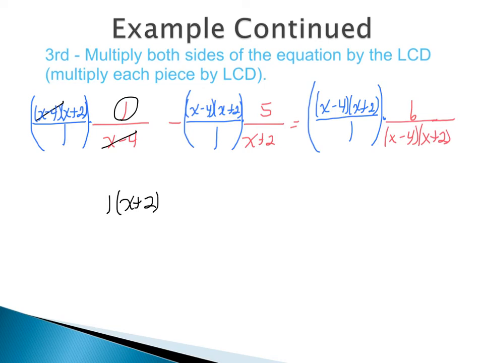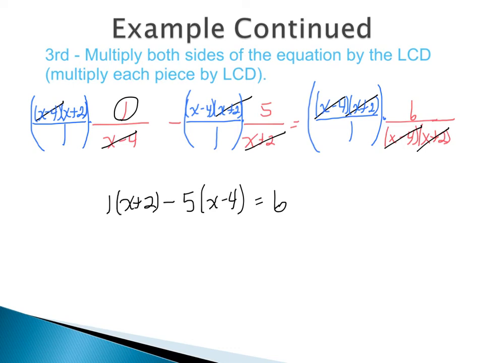Same idea happens with our next grouping. Our x plus 2 would end up canceling out. So we're just left with minus the 5 from the numerator times x minus 4. And then on our other side, our x minus 4 and our x minus 4 would cancel out. And then our x plus 2 and our x plus 2 would cancel out. So we're actually just left with 6. So our result is a linear equation that we can actually now solve. Which brings us then to our next step.